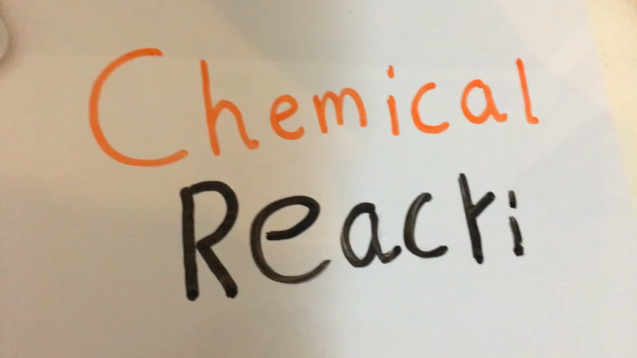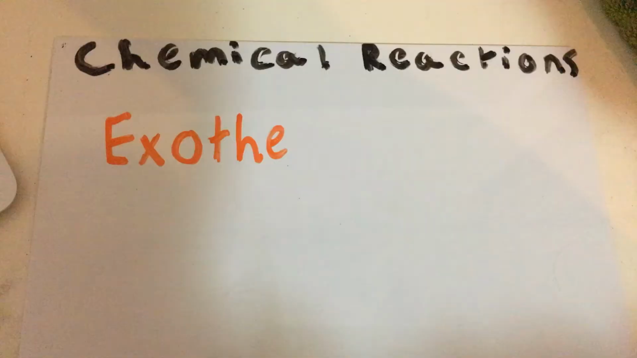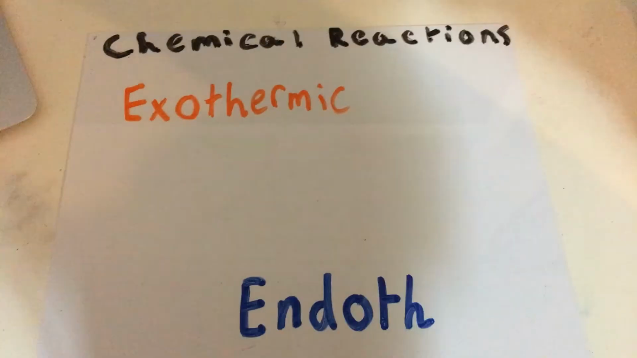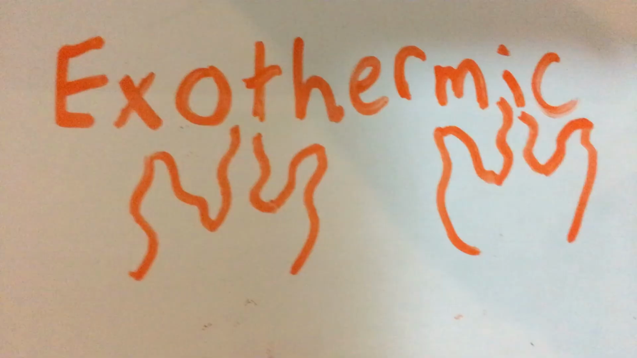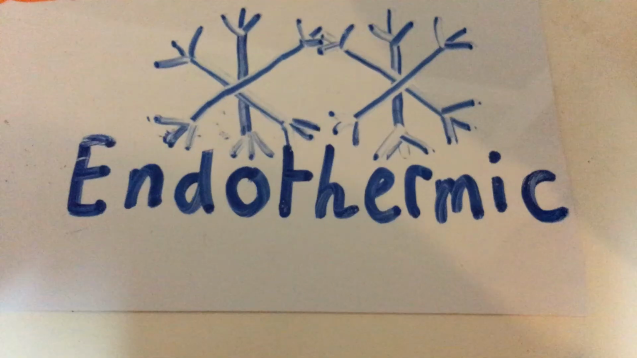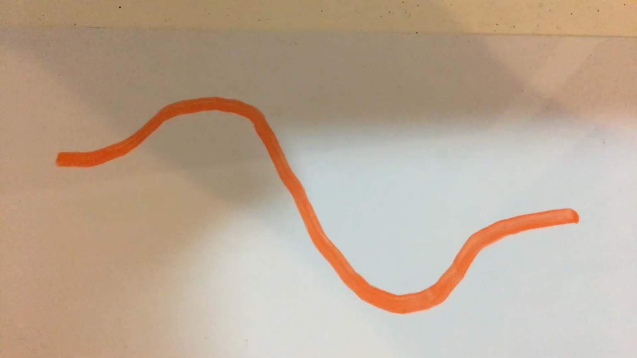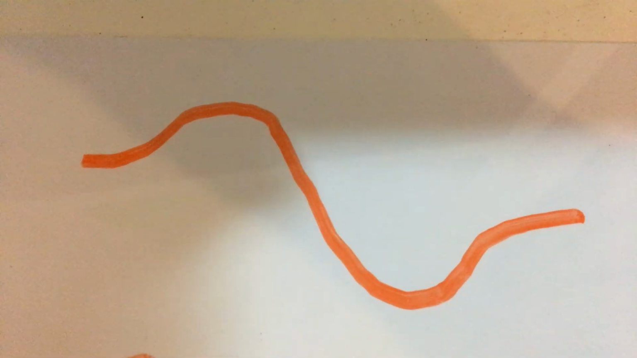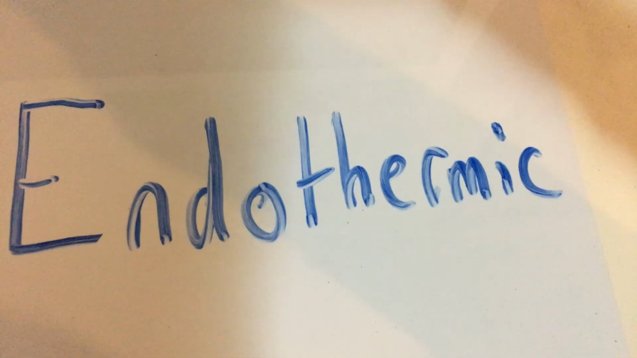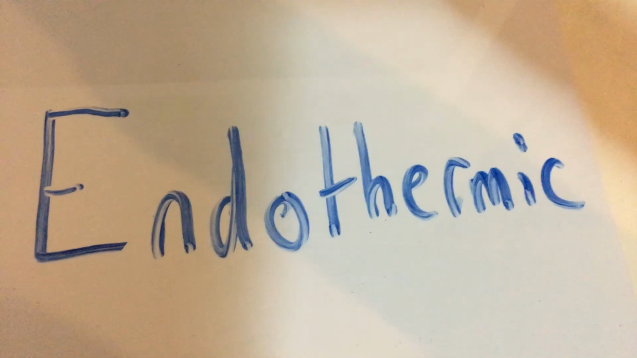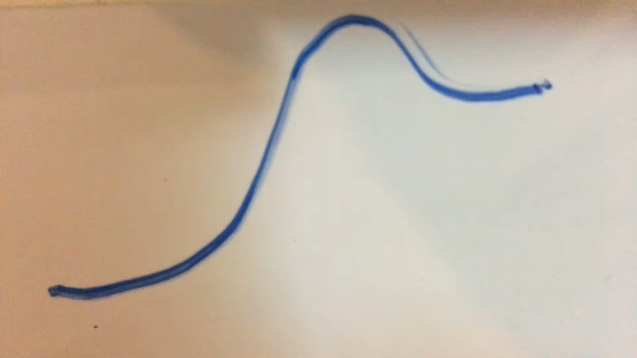Chemical reactions. There are two types of chemical reactions, exothermic and endothermic. Exothermic reactions release heat, and endothermic reactions absorb heat. Exothermic reactions release more energy than the amount required to activate them. Here's a graph of an exothermic reaction. Endothermic reactions require more energy to activate them than what is released. Here's a graph of an endothermic reaction.